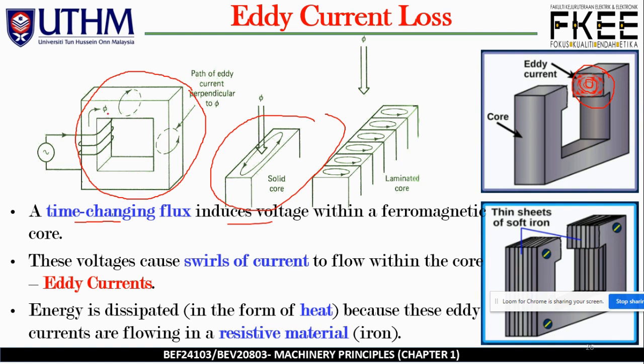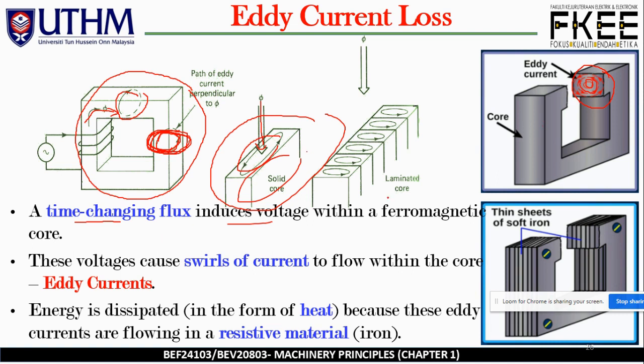Again, we can see this is the path of eddy current, perpendicular to the flux. So the eddy current flows in a swirl over here. We have the flux flowing in this core, and it goes against the swirl of current. Or basically we can see from here, the solid core again, we have the swirl of current and the flux. So this is even worse, these two.